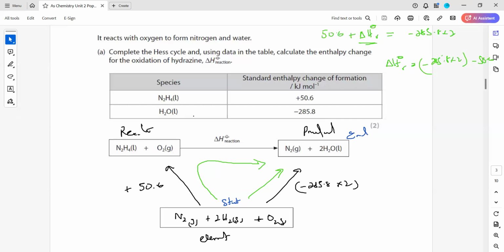So whenever formation is given, you will draw an arrow from the elements to the reactant and from the elements to the product. But if combustion was given, then you will draw an arrow from the reactant to the combustion product, and from the product to a combustion product. So this enthalpy change will be minus 622 kilojoule per mole.